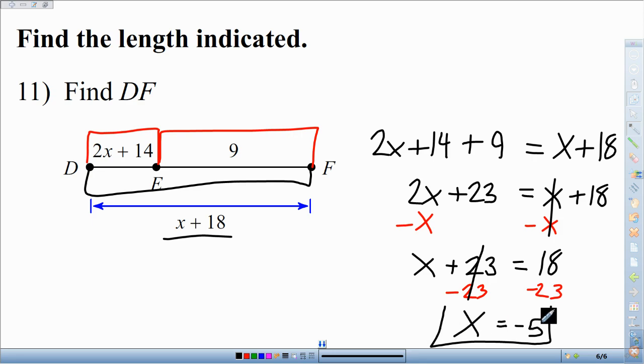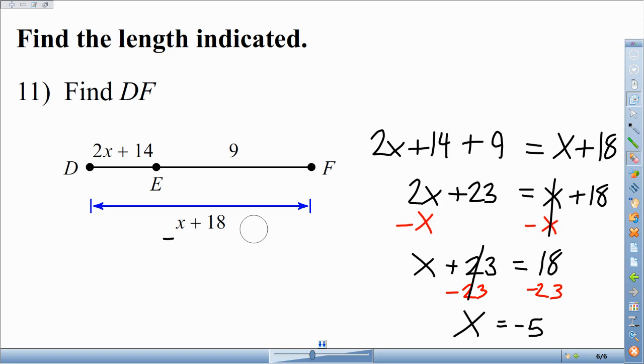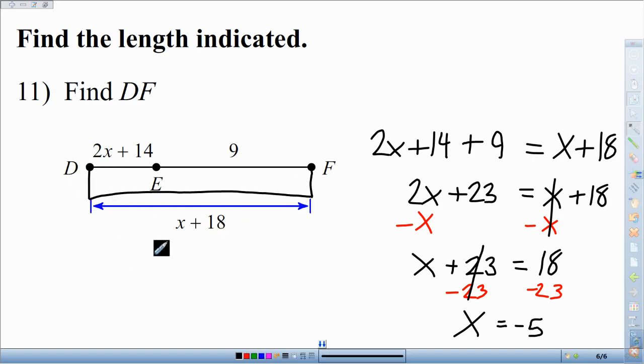Okay. I almost started to put a little box around that because I am used to just solving for x and being done. This problem doesn't just want us to solve for x, it now wants us to find DF, segment DF. Okay, so let me just erase all this mess. Okay, DF, if you guys notice, is this entire segment. Okay, so what we need to do is plug this back in for x. Okay, so that's the math we're going to do.